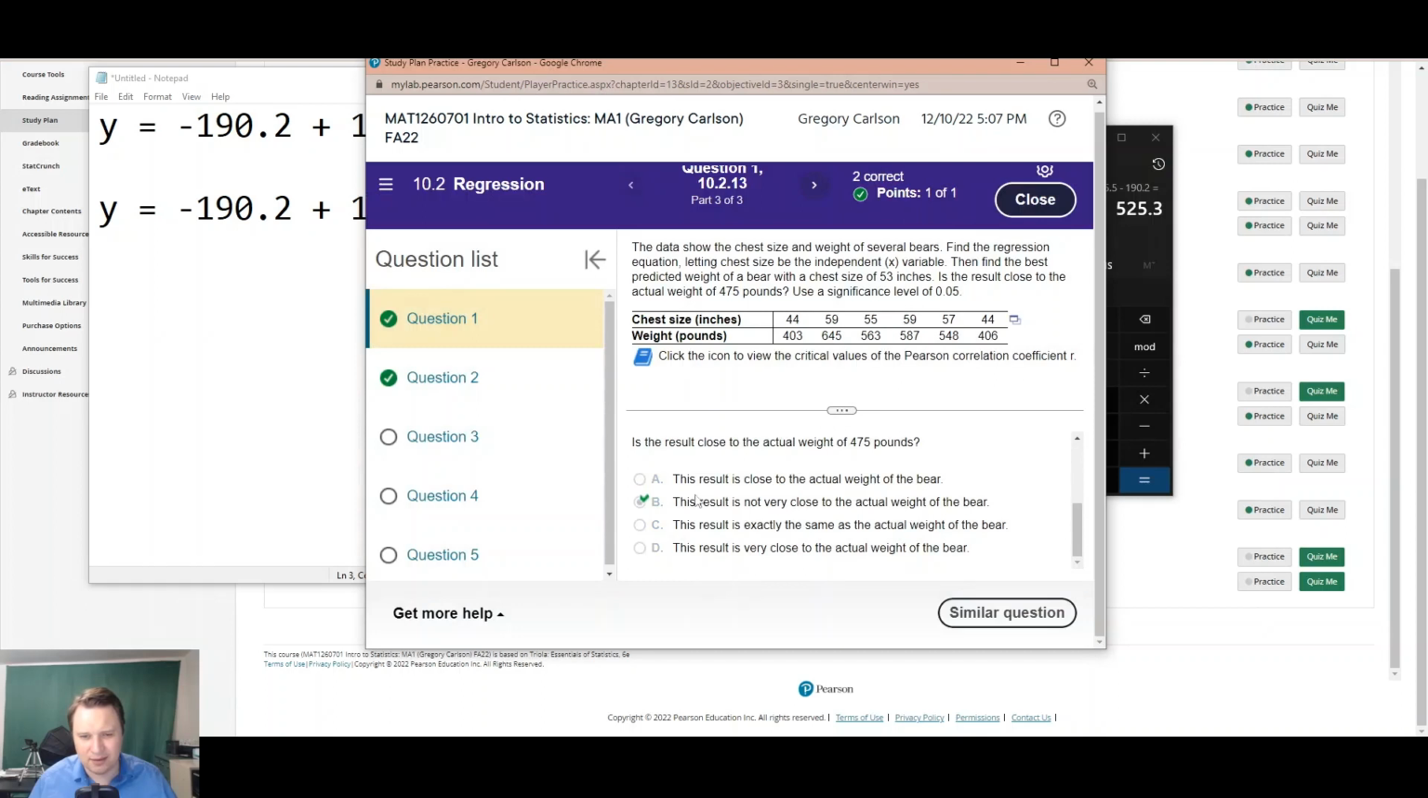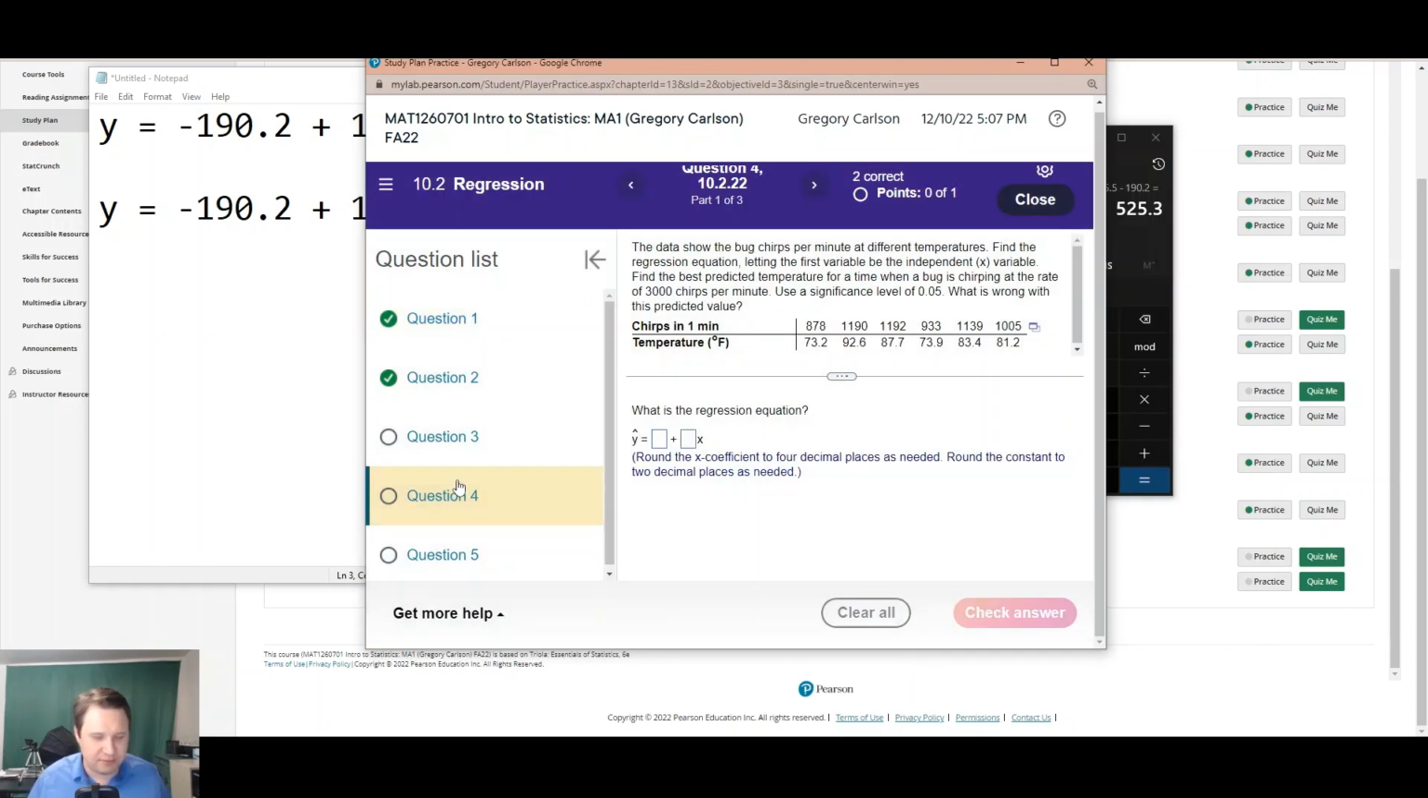Okay, I got it right. I wouldn't say it's close. I would not say it's exactly the same. I would not say it's very close. So that was a little bit of a guess, but to me, 50 pounds off is not very, very close. We'll do one more question and then wrap up this video.